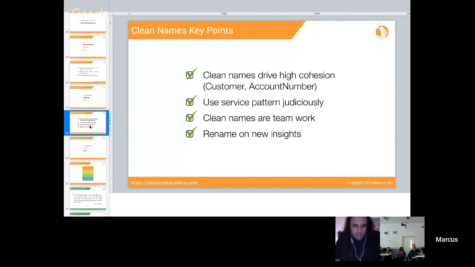And again, this is a moving target. We will not initially get this right. And we have a moving target. So we have to continuously refactor our system and rename our names whenever we get new insights, right?